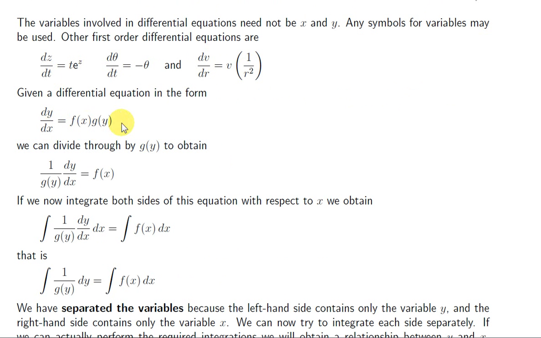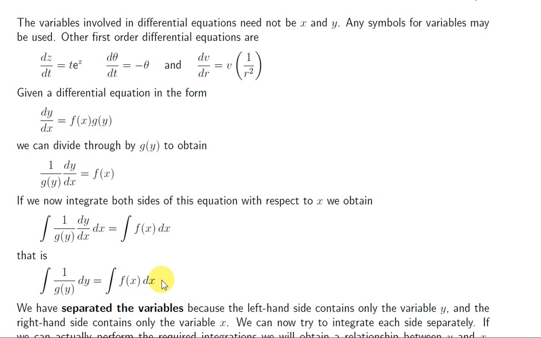So let's suppose our differential equation has this form here. How would we solve it? Well, what we do is we separate the variables. We bring everything involving y to one side and everything involving x to the other side. So we divide both sides by g(y) and we multiply both sides by dx. So we'll end up with dy over g(y) equals f of x dx. We could just swap the g(y) and the dx to separate the variables.